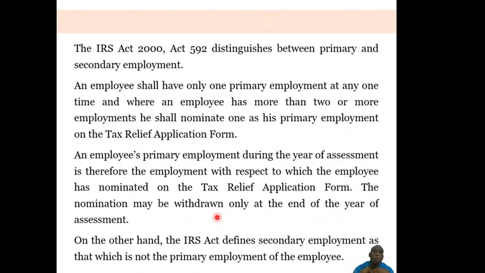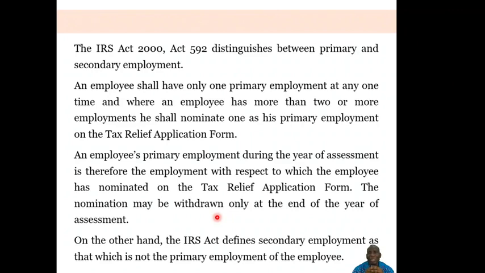And where an employee has two or more employments, he shall nominate one as his primary employment on the tax relief application form. An employee's primary employment during the year of assessment is therefore the employment which the employee has nominated on the tax relief application form. The nomination may be withdrawn only at the end of the year. If you want to change that one, you can only do that at the end of the year.